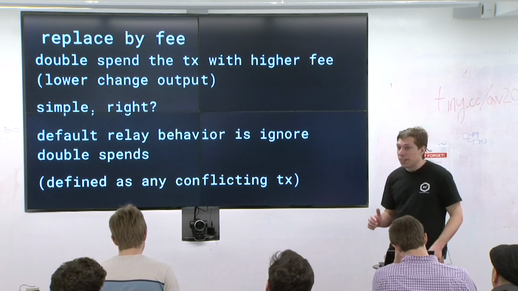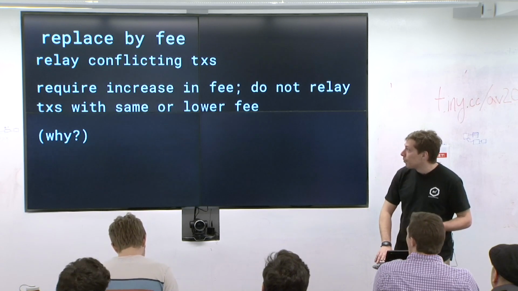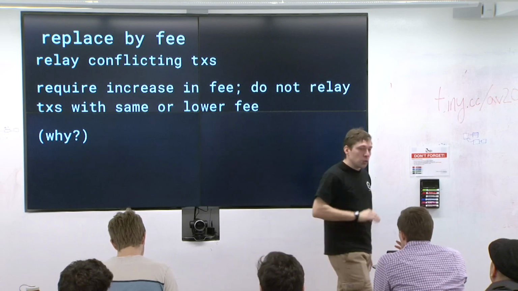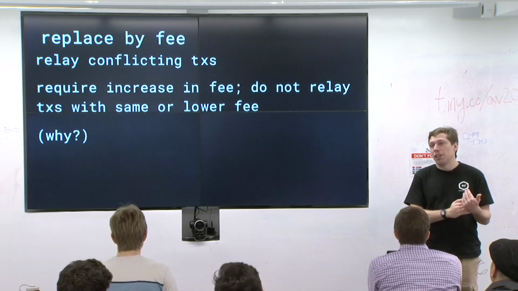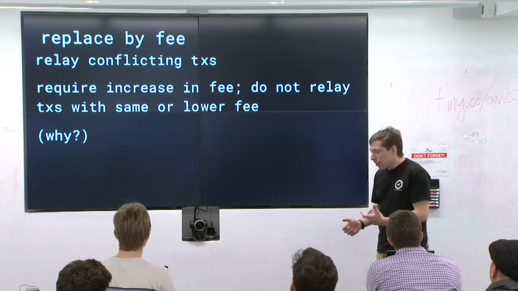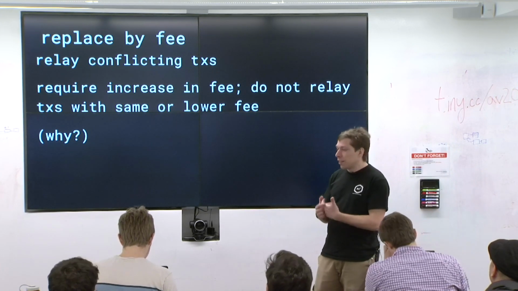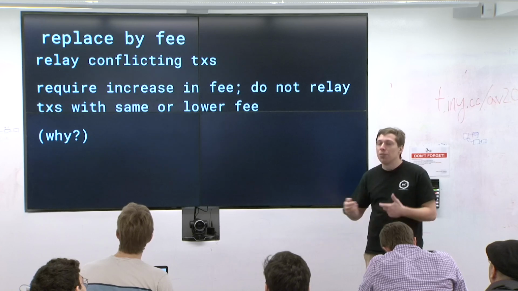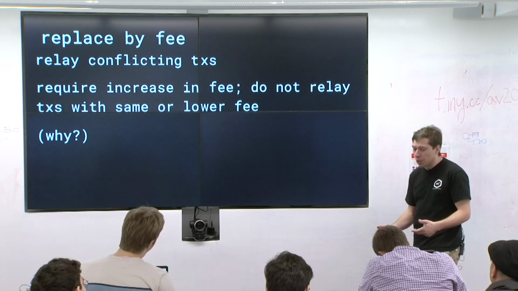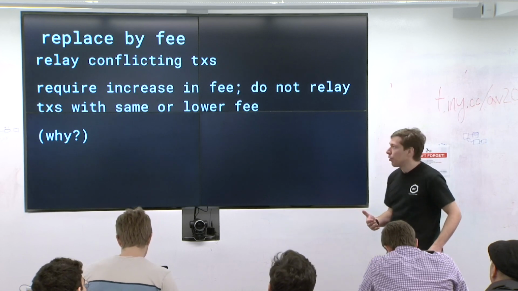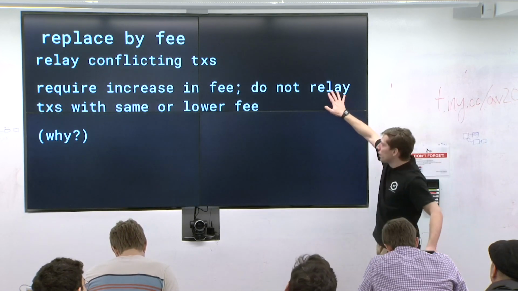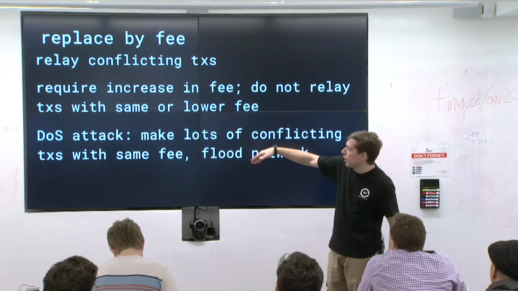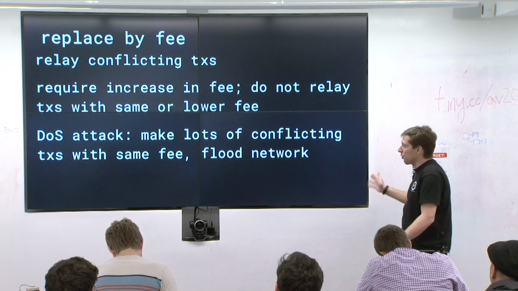However, there is a way to prevent that kind of flooding attack, or at least significantly mitigate it, which is, okay, we'll relay conflicting transactions, but we require an increase in the fee. And the required increase is equal to our minimum relay fee of 1 satoshi per byte. So every time, I could say, okay, I'm going to replace it because it has a higher fee, so it's constantly incrementing. You can't keep doing that indefinitely. Every time you want to send a transaction out to the network and use everyone's network resources, you are potentially paying something for it. You will continue to ignore transactions with the same or lower fee. Anyway, the DoS attack is to make lots of transactions with the same fee and flood the network.